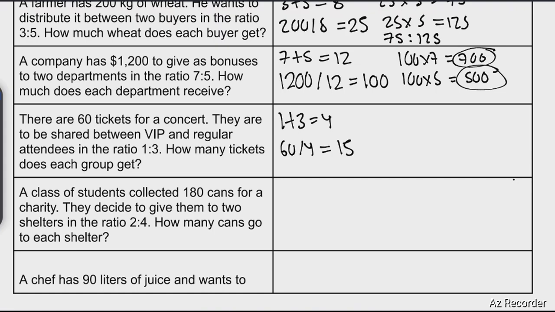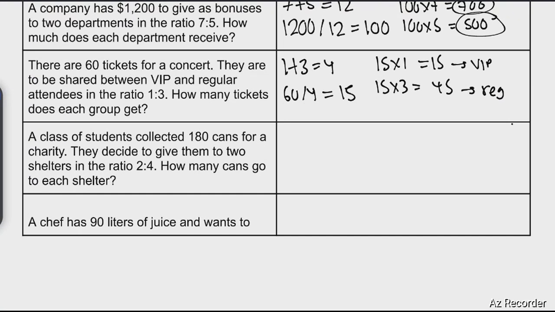And then we want to times that 15 by either side of our ratio. 15 times 1 is equal to 15. And then 15 times 3 is equal to 45. So we have 15 VIP tickets and 45 regular tickets. Okay, the penultimate question. A class of students collected 180 cans for a charity. They decided to give them to 2 shelters in the ratio 2:4. How many cans go to each shelter?